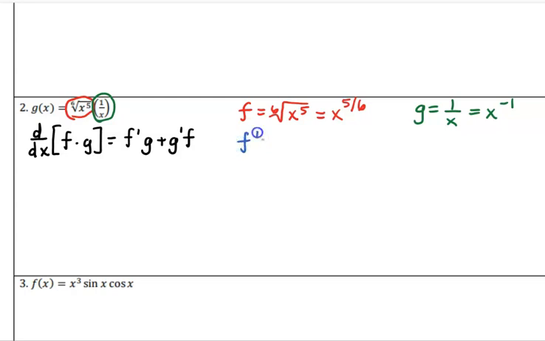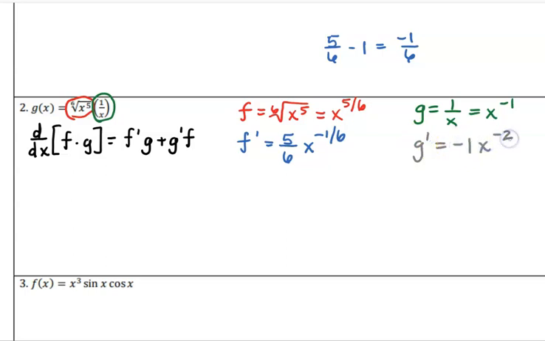F prime, the derivative of f, I'm going to bring my exponent of 5/6 down, and I'm going to decrease the exponent by 1. 5/6 minus 1 is negative 1/6, because that's 5/6 minus 6/6. I'm going to go ahead and find the derivative g prime. I'm going to bring the exponent of negative 1 down in front, and I'm going to decrease the exponent by 1 to give me a new exponent of negative 2. And now we're going to take all 4 of these and plug them into our product rule.